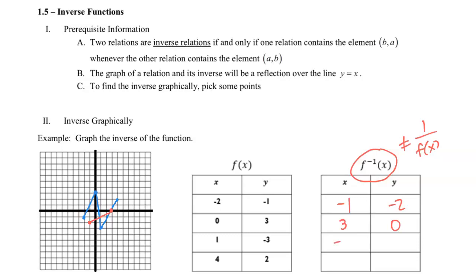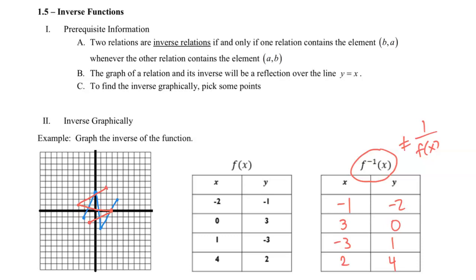The next point is going to be (-3, 1) on the inverse, just switching the x and the y. So (-3, 1) is going to be right there. I'm going to go ahead and connect those lines as best I can. And then finally, (4, 2) is going to become (2, 4). And so (2, 4) is going to be here, and I'm going to connect those lines there.